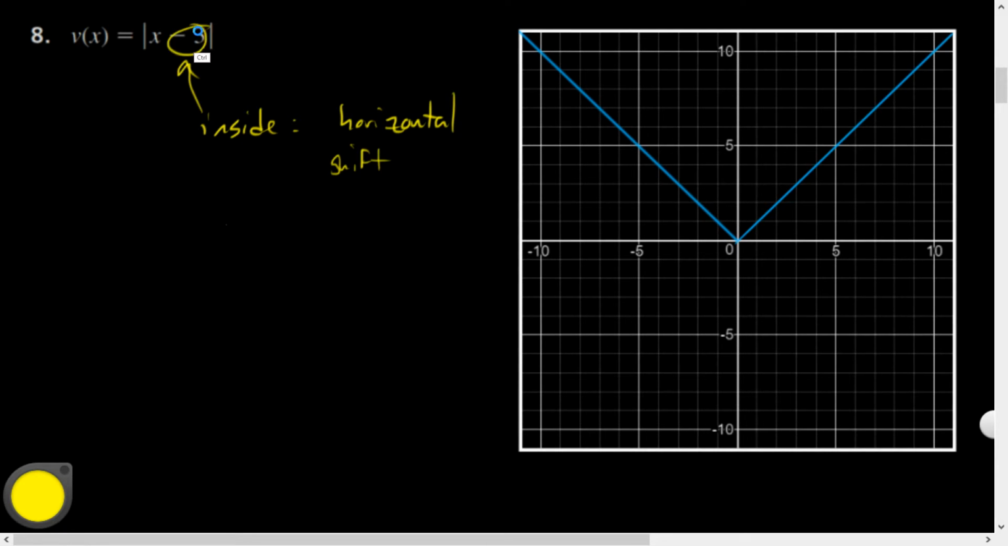Yeah, it's the opposite for horizontals. So instead of shifting towards the negative x-axis, it's actually going to shift to the positive side, right? Everything's going to shift to the right 3 units is what's going to happen.